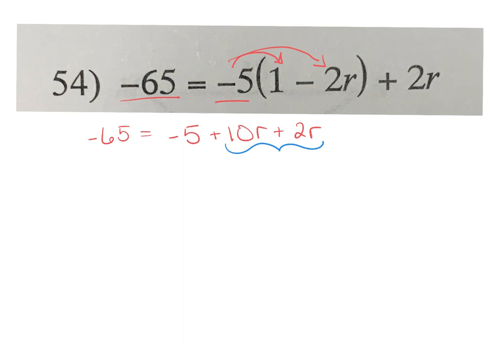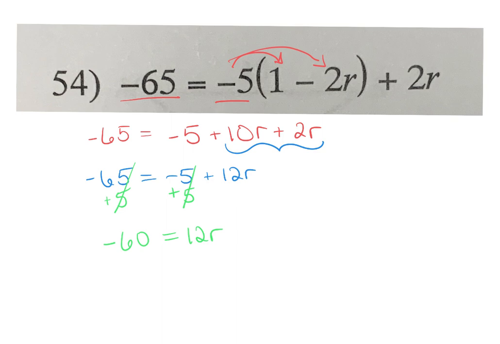We have these right here. So we're going to combine the 10 and the 2r to give us 12r. We want to get that by itself. We already have the 12 over there, so we're going to add our 5 over. This is again positive and negative, so subtract and keep the sign of the larger. That gives us a negative 60.